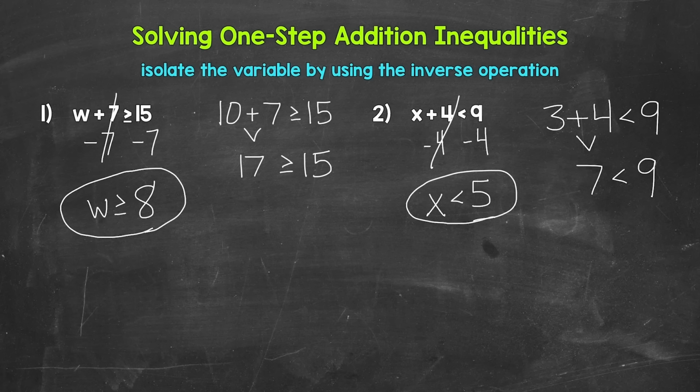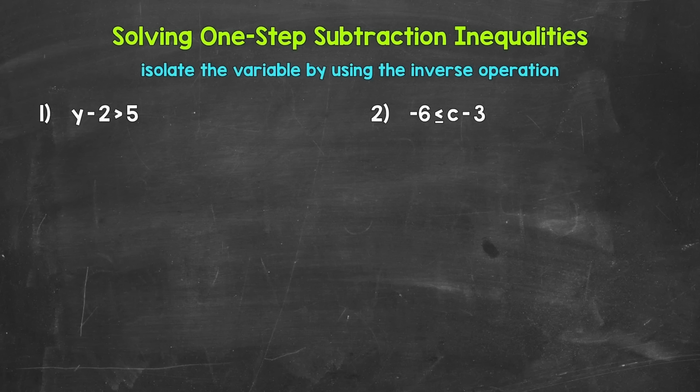Let's move on to subtraction. So here are our subtraction examples. Let's jump into number 1, where we have y minus 2 is greater than 5. So we need to solve this. We need to isolate the variable of y. Now 2 is being subtracted from y. So we need the inverse operation of subtraction. The inverse operation of subtraction is addition. So add 2 to the left side of the inequality.